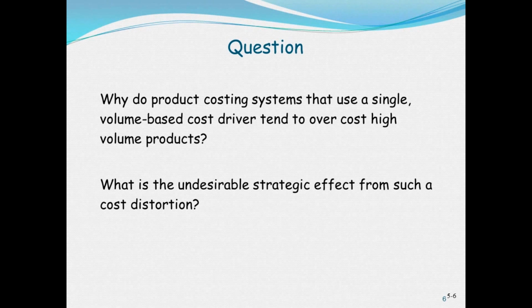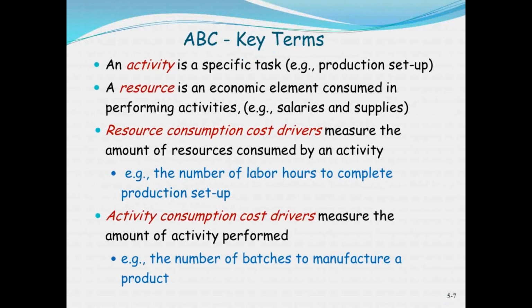So let's move to activity-based costing. Talk about some key terms. An activity is a task. Production setup could be a task. We'll see lots of tasks. A resource is an economic element consumed in the performance of a task. Like salaries and supplies are economic resources.